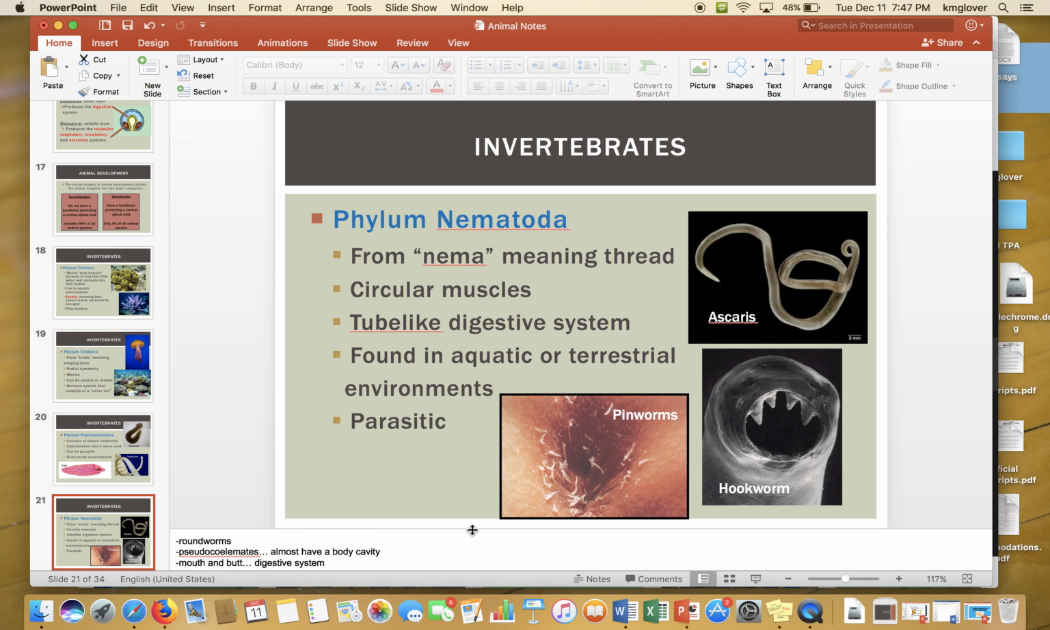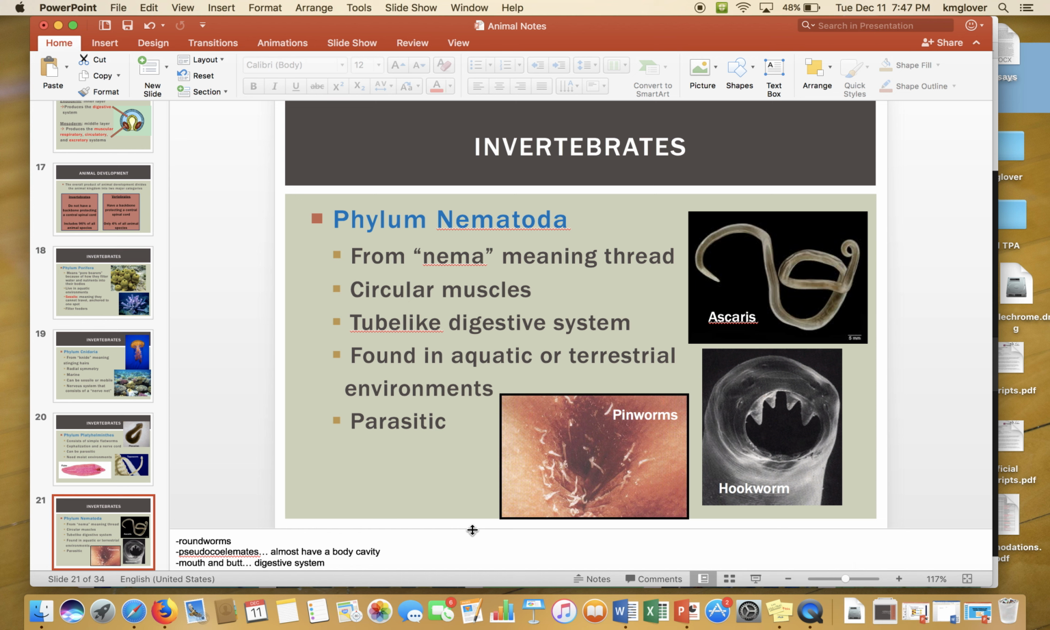All right, and they have what we call a pseudocoelomate. I told you coelom means body cavity. So they have a partial body cavity. They almost have one, but not quite. But they do have a mouth and a butt. So you can thank your friends, the worms. They are big in our evolution for giving you a mouth and a butt.